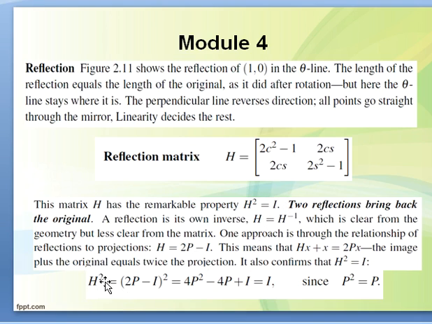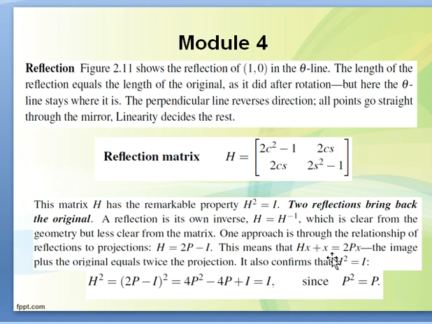Just prove it. H square is nothing but, H is nothing but 2P minus I. When we square it, we'll get this. But we know that the projection matrix square is nothing but the same P. And when we write it as P, 4P minus 4P get cancelled. The answer is the identity matrix. So this all is regarding the linear transformations.